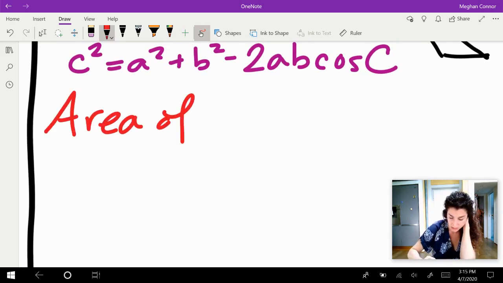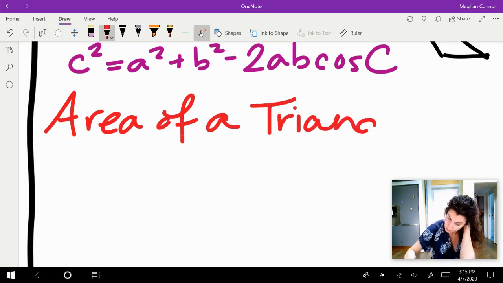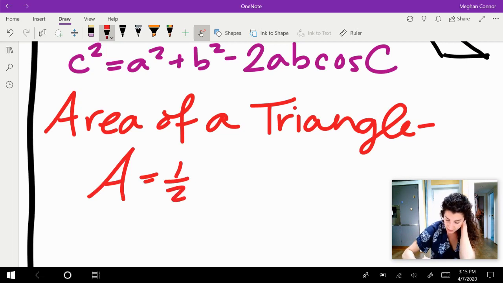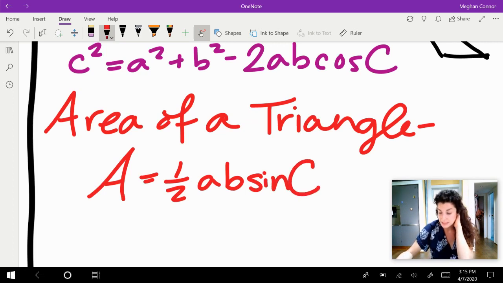Area of a triangle. This is your trigonometry way to do it. A equals 1/2 lowercase a, lowercase b, and then sine of, I'm going to do C instead of theta because now we're starting to get used to the fact that A, B, and C uppercase letters are all the vertices of our triangles, and then all the lowercase letters are all the side lengths that are opposite of it.